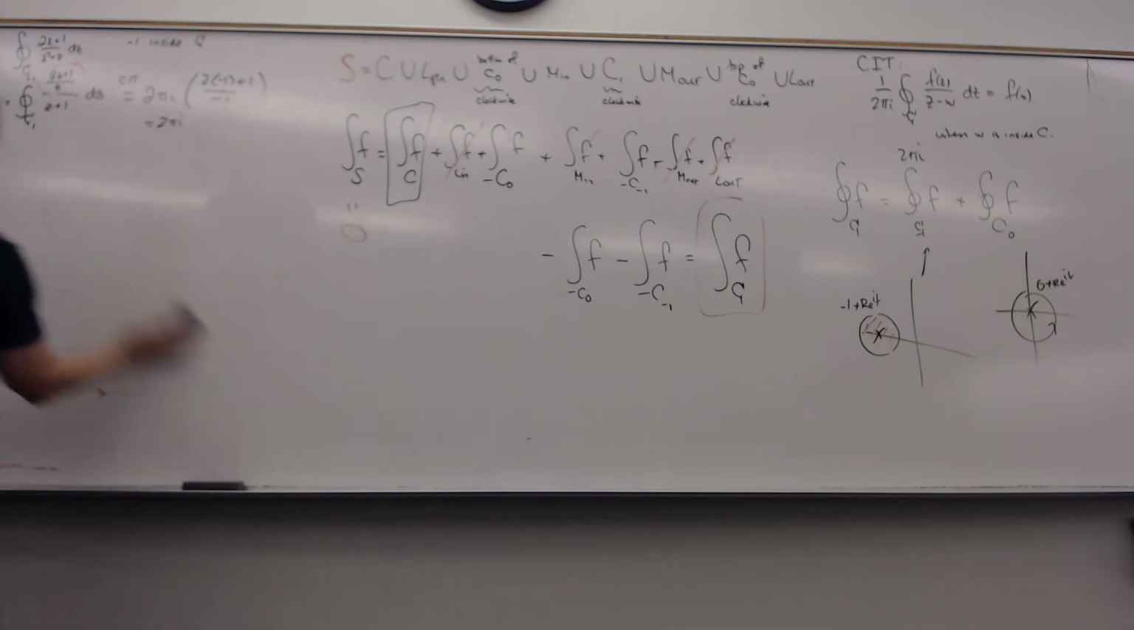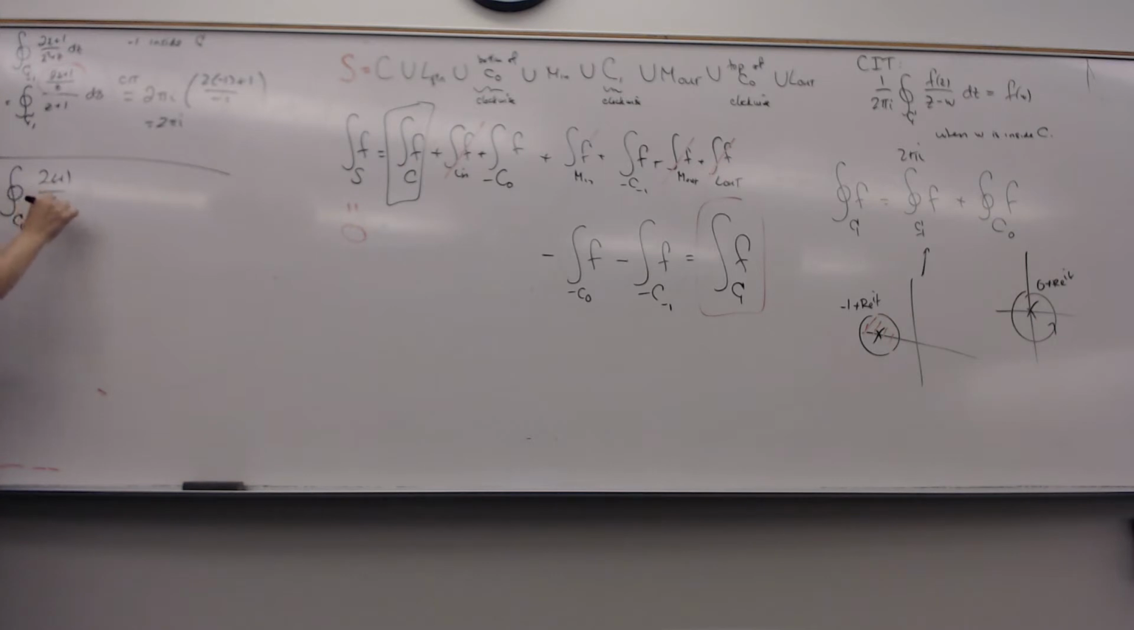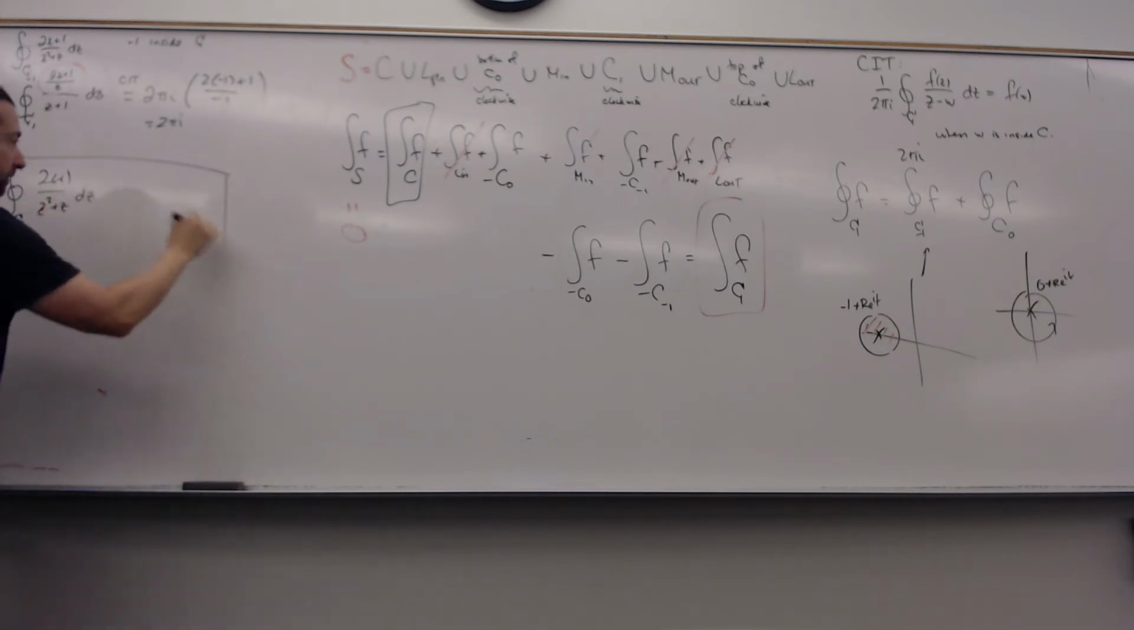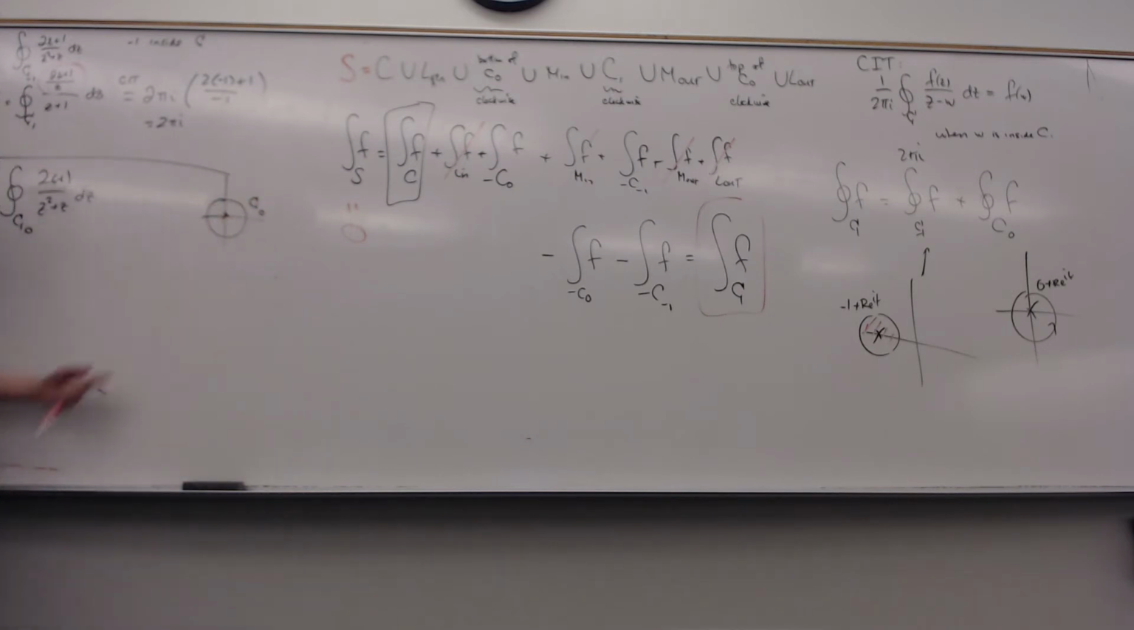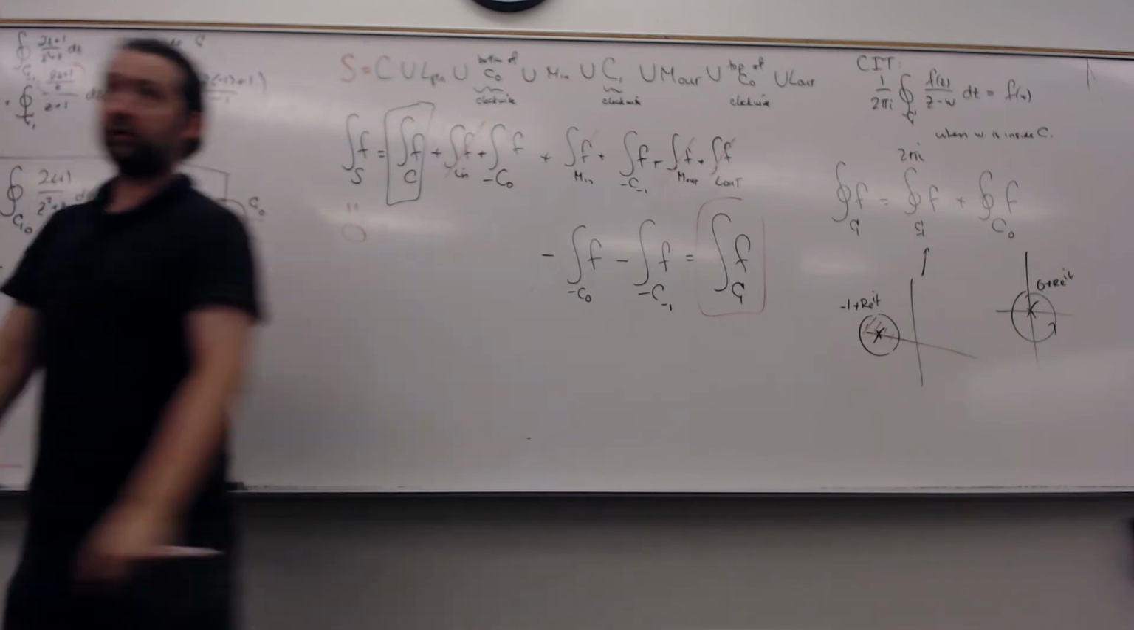So the picture for the other one is that the integral around c0 of (2z + 1)/(z² + z) dz. Well, c0 is this picture. There's c0, and there's this point in the interior, which is 0. But if I sort this function so it looks like (2z + 1)/(z + 1) over z, that function is analytic.